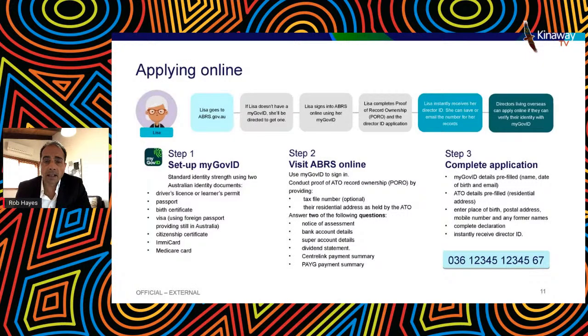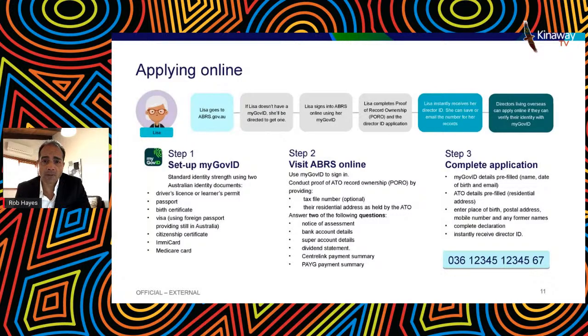Importantly, it's up to the individual to apply for their own Director ID. This is not something that an agent, an intermediary, or someone else can do on behalf of a director. Directors themselves must apply because it is about proving their identity to the registrar.